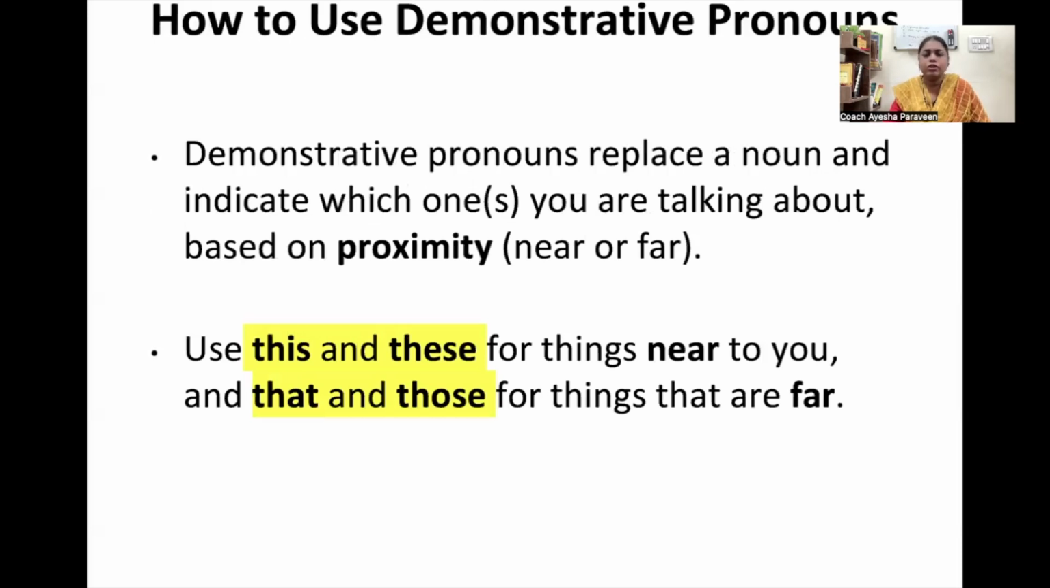How to use demonstrative pronouns? Demonstrative pronouns replace a noun and indicate which one or which ones you are talking about based on proximity. Proximity means near or far, based on the distance. Use this and these for things that are near to you, and that and those for things that are far away from you. I hope this explanation is clear to you. Can I move further?